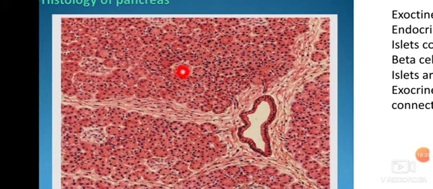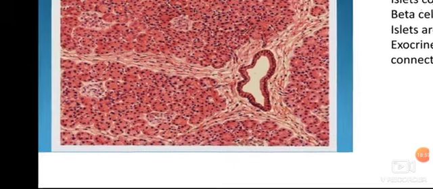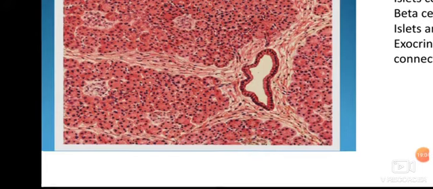endocrine. 1, 2, 3, here you can see 4, this is 5, the last one 6, almost 6 we can say. See, this is the 6th one. Numerous islets are visible in the pancreas, but the islets are very common towards the tail of the pancreas.